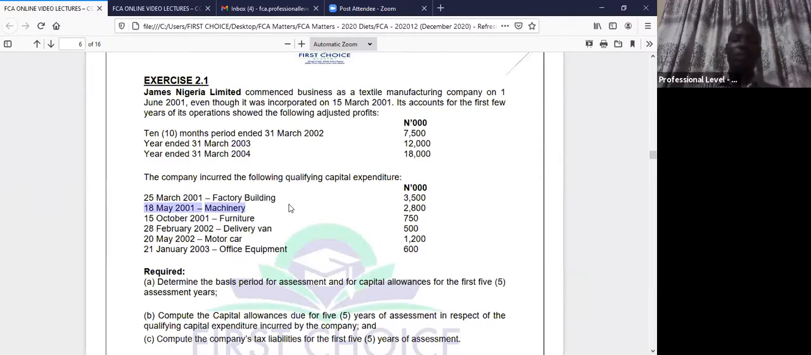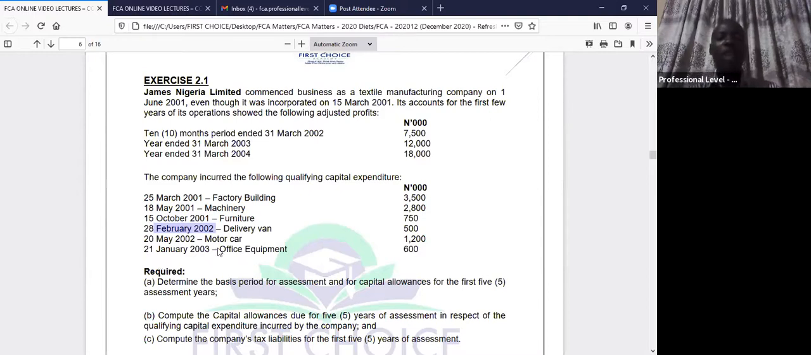How do we treat it? We treat any assets purchased before the business commenced as though they were purchased on the first day of the business. And so irrespective of the fact that they were bought on March 25th and May 18, we are going to treat them as if they were bought on June 1. That's the treatment. Now, secondly, look at October 15. The furniture was bought after the business had commenced. That's fine. Then we have February, we have May and January 2003.